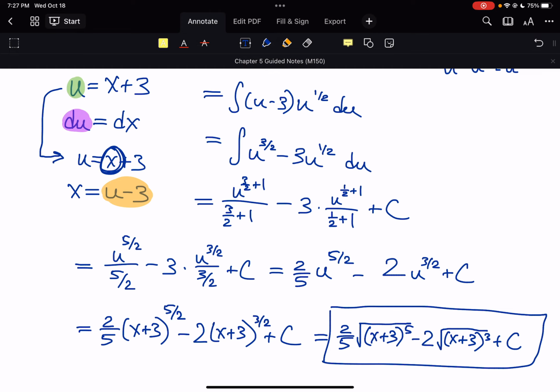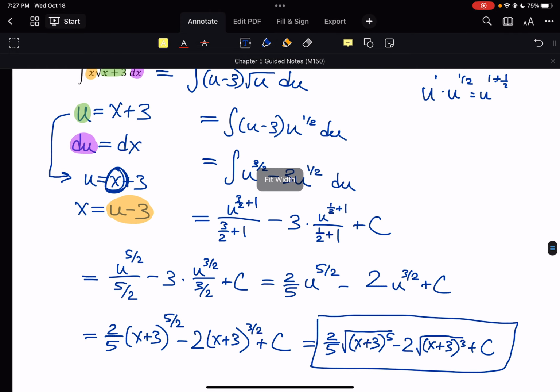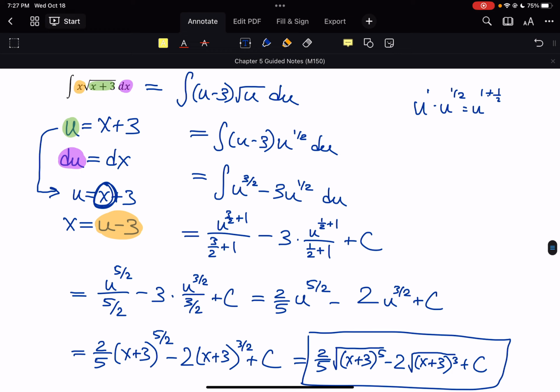But again, there would have been nothing wrong with leaving it as a fractional power as well, as long as it's not a negative power. Negative powers we don't want to leave in that form. We want to make them positive, but a fraction, that's okay. It's just representing a radical.